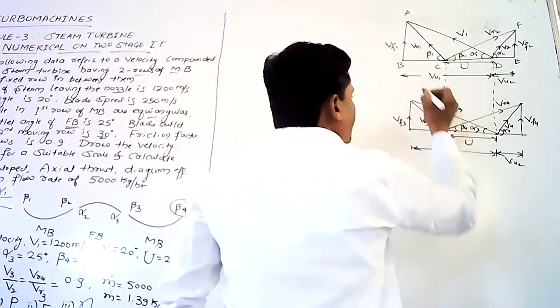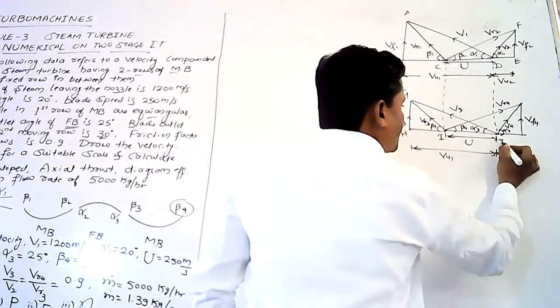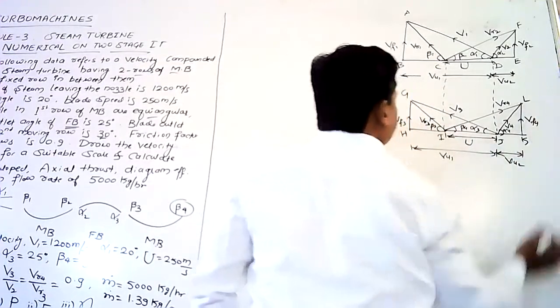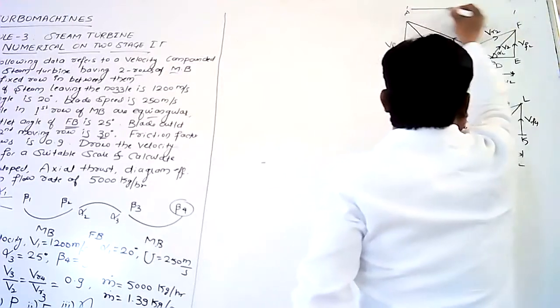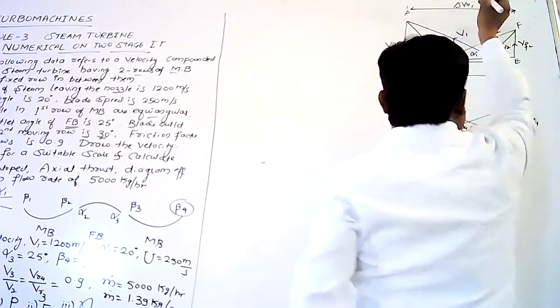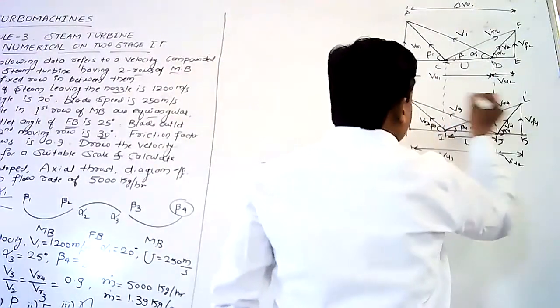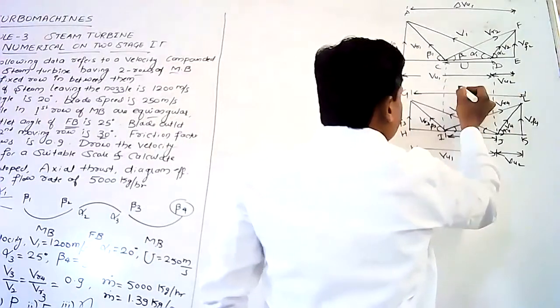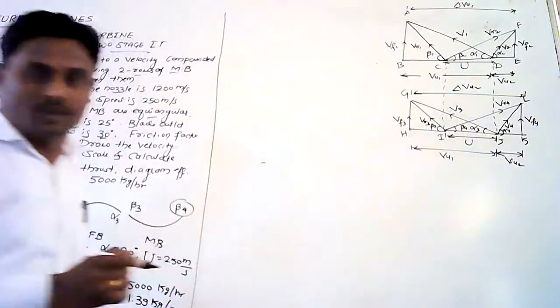The corresponding points are F, G, H, I, J, K, and L. So the algebraic sum of VU1 and VU2 is delta VU1, and the algebraic sum of VU3 and VU4 is delta VU2. Okay.